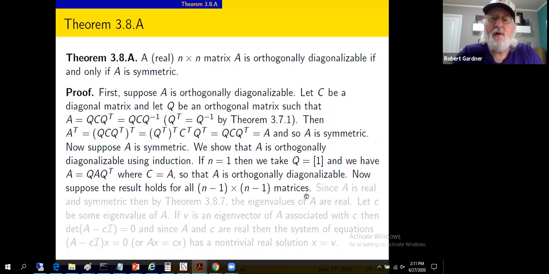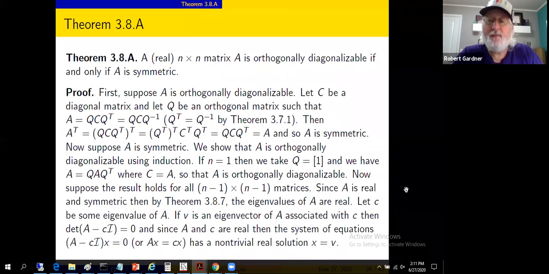Now suppose the result holds for n-1 by n-1 matrices. So suppose all n-1 by n-1 matrices have the property that when they're symmetric, then they're orthogonally diagonalizable. We're going to show n by n matrices have that property as well, and induction shows it holds for all n. Okay, we're taking A to be real and symmetric.